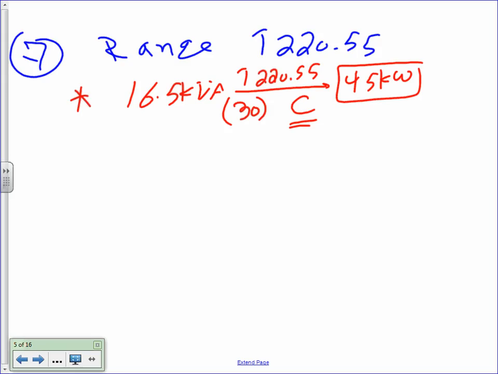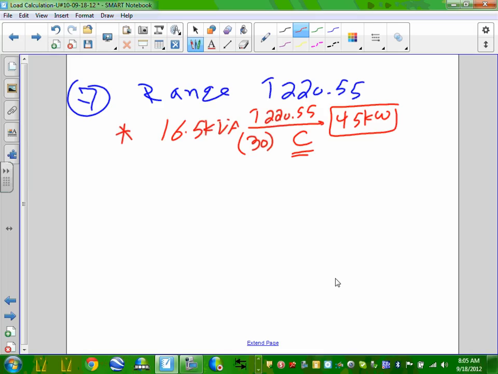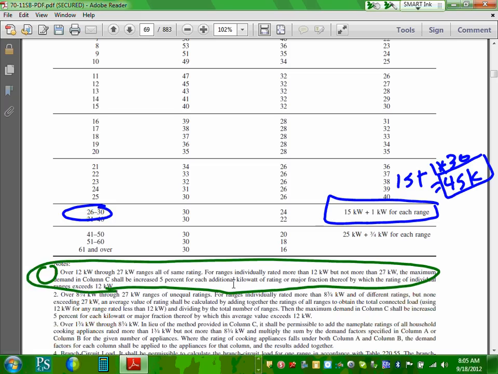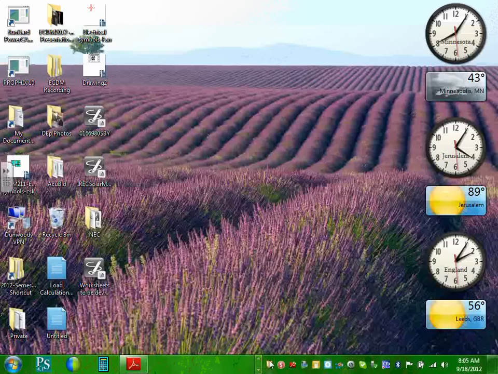Cool. But there's one little problem, guys. Note number 1 will tell you that you have to increase this value 5% for every 1 kW more than 12. You guys remember that one? From note number 1, right under the table. If it's higher, then it shall be increased by 5%. Everybody can see that? Based on this note right here. Cool? Everybody's there? Okay, so that's what we're going to do based on this note.